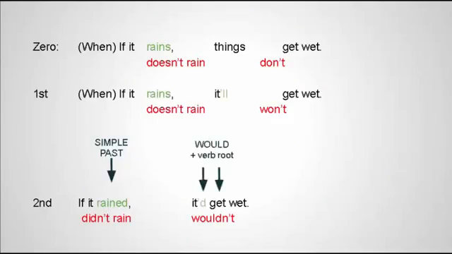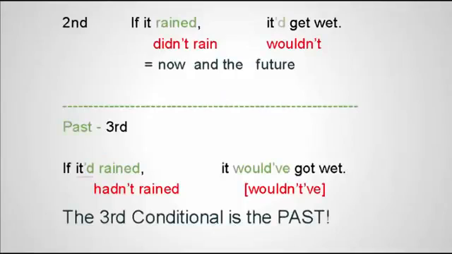Let's look at this. Simple past and would plus verb root. Let's repeat it again. If it rained, it'd get wet. If it rained, you'd get wet. If it didn't rain, it wouldn't get wet. If it didn't rain, you wouldn't get wet. This is the second condition, and it's very, very useful in English.